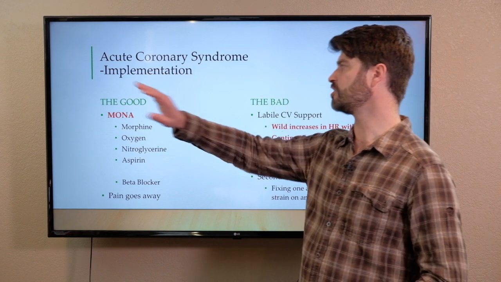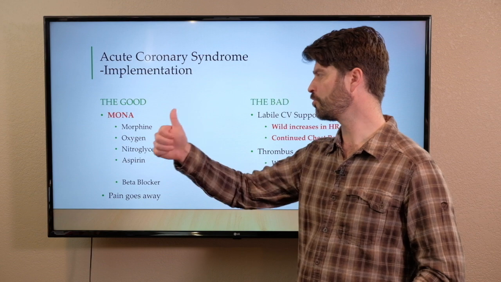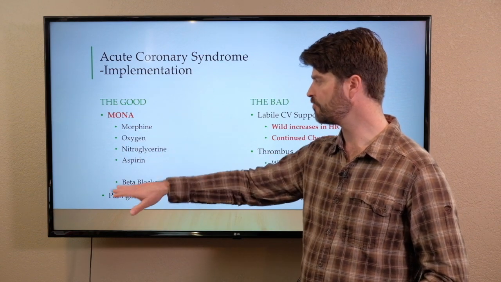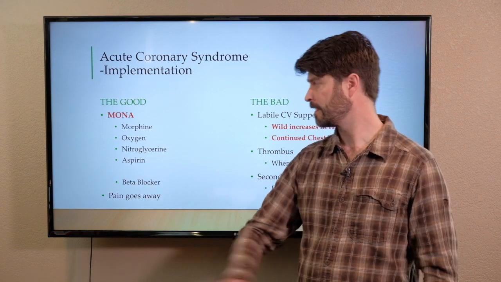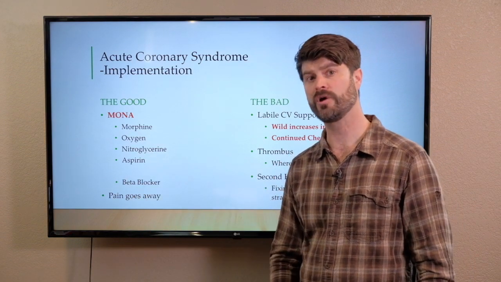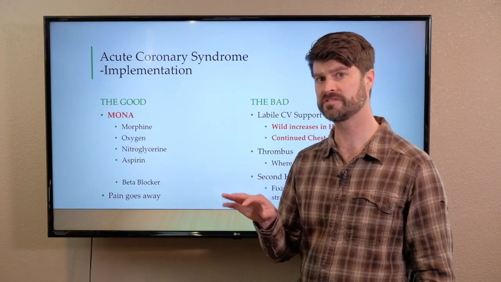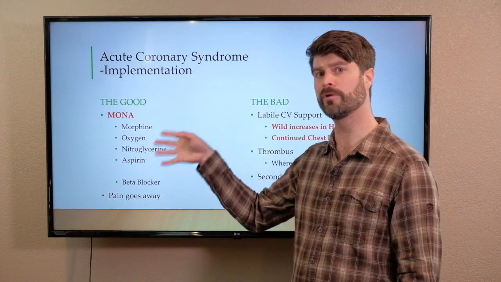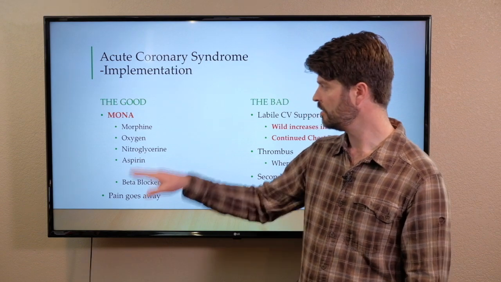So implementation. When things are going good, we're doing MONA. MONA stands for morphine, oxygen, nitro, and aspirin. That is the acronym for what we do for heart attacks. Key thing with MONA, this is not sequential. This isn't step 1, 2, 3, 4. That's not how this is. This is like the a la carte menu, and you do whatever is appropriate at that time. Usually our first intervention is nitro.